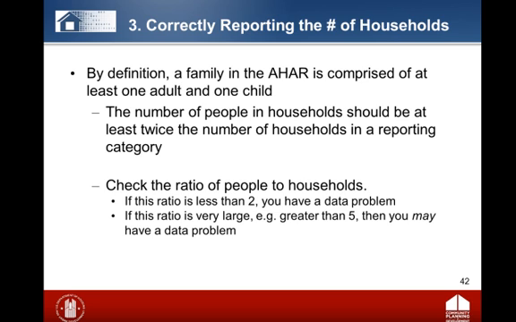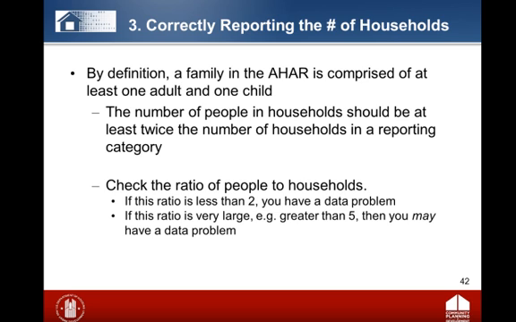A third concept is reporting the number of households. Remember, when reporting households for the purposes of AHAR, a family must contain at least one adult over the age of 18 and at least one minor under the age of 18. This necessarily means that for all FAM reporting categories, number of persons in households should be at least twice the number of households. A simple rule of thumb can help you when looking at data in your prior submission.